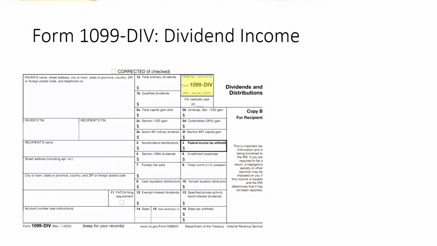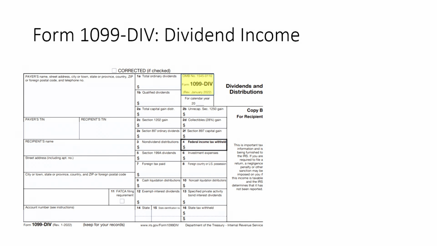If you've been paid out dividends during the year, you'll be getting a Form 1099-DIV or 1099 dividend form. This is there to report any dividend income to the IRS and on your taxes. Box 1A is going to have your total ordinary dividends. Box 1B is going to have your qualified dividends. Qualified dividends are taxed at a much lower rate than total ordinary dividends.